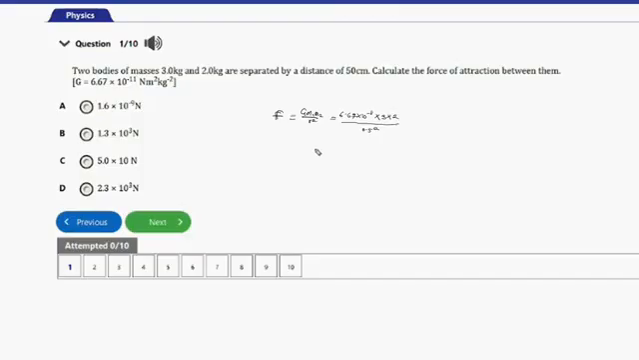So we'll go ahead and calculate all these. We'll have 1.6 times 10 to the power of negative 9, and that's option A here. So option A is the answer to this question. Let's go ahead and consider the next question.